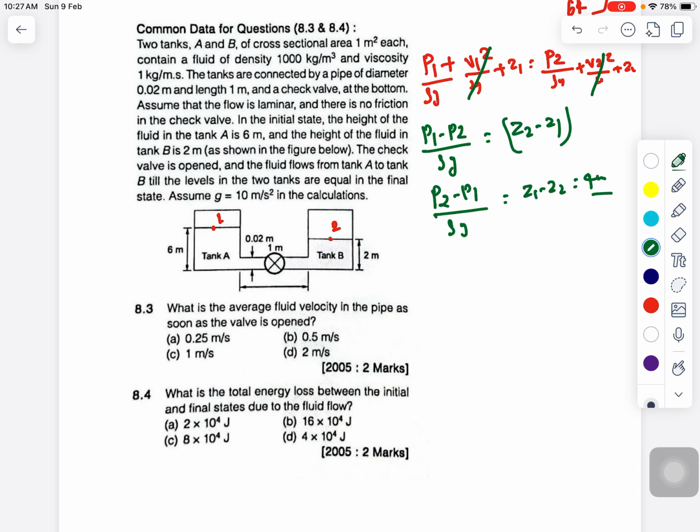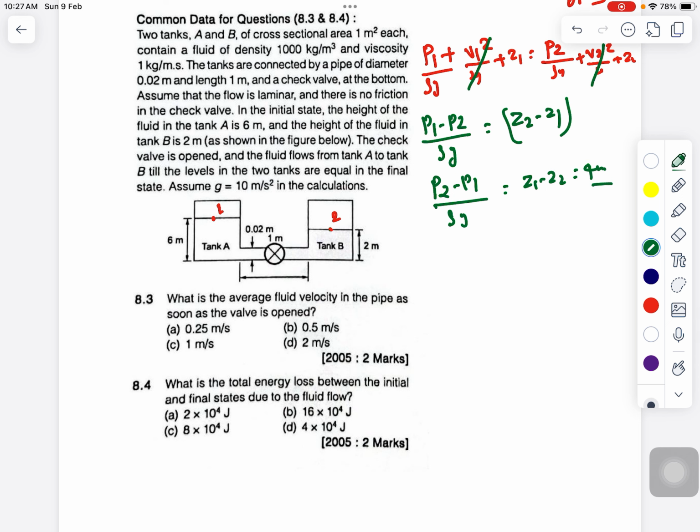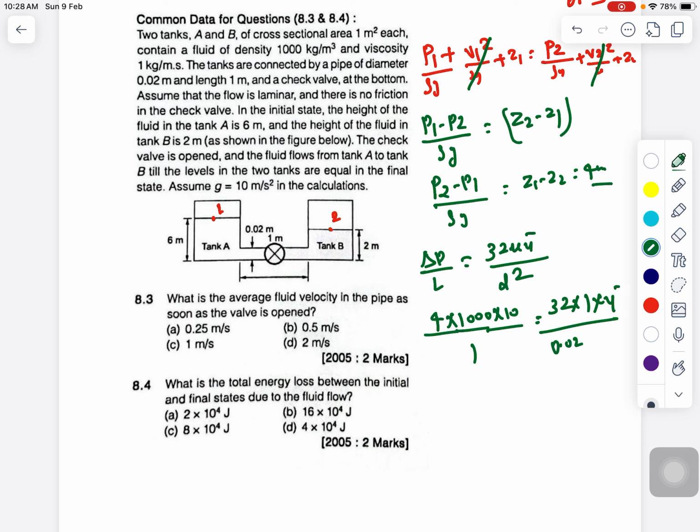Okay, now once you calculate these things, we can write the formula that delta p by L equals 32 mu u bar divided by d square, right? And delta p we have calculated 4, and the length of the pipe is given 1, that is equals to how much? Delta p is also rho into g into 4, divided by 1, that is equals to 32, and viscosity is given as 1, and u bar we don't know, and diameter of the pipe is given 0.02 whole square.